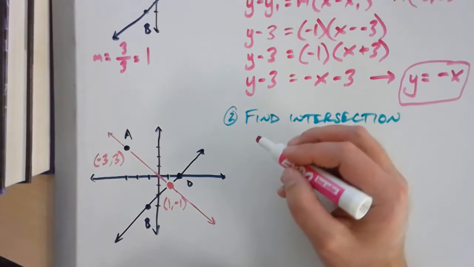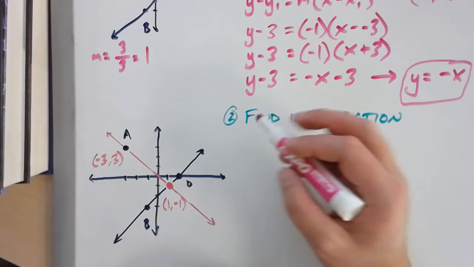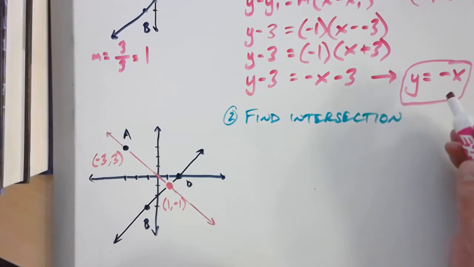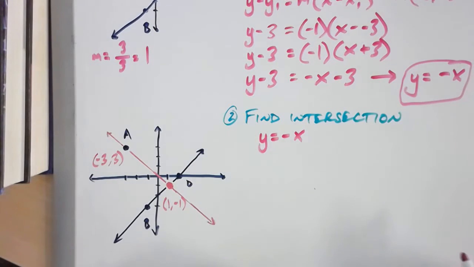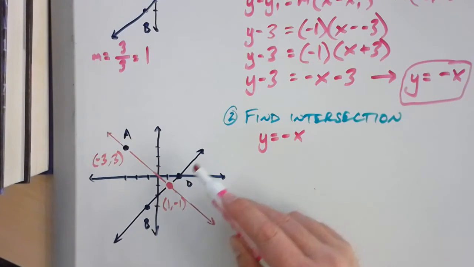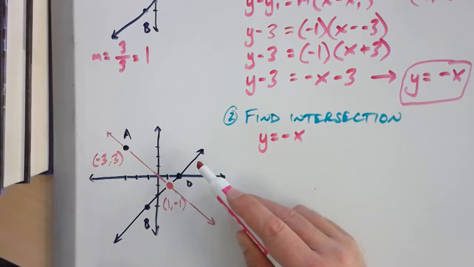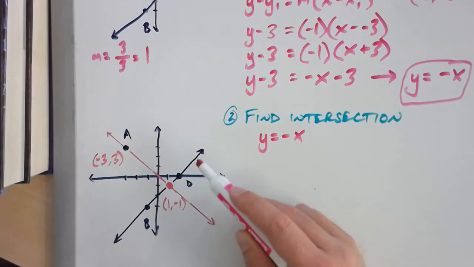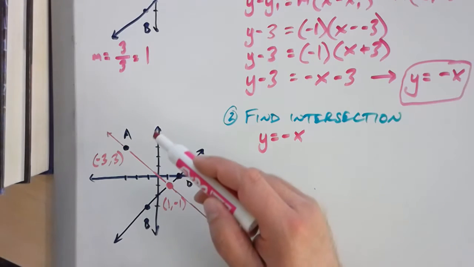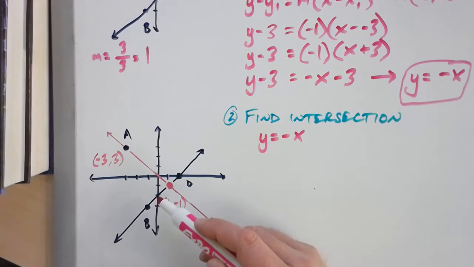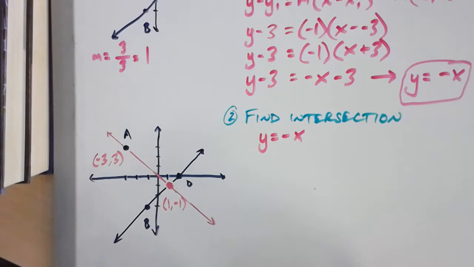Okay. Basically, I have the equation we just found. I have y equals negative x. That's the equation of my perpendicular red line right here. I also have line BD. Line BD I can write as an equation as well. I just need a slope and a y-intercept. Well, the slope we already found. The y-intercept is just where it crosses the y-axis right here, which is at -2. So basically I have the equation of line BD.